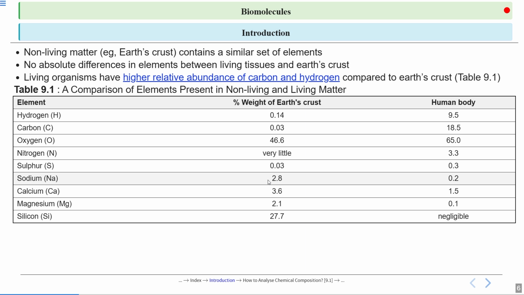Now sodium, it is 2.8 in earth crust. In human body it is 0.2. Calcium, it is 3.6. Human body is 1.5. Magnesium 2.4. In human body it is 0.1. And silicon, you can see the earth crust basically consists of silicon, 27.7%. But in human body, silicon is negligible. Okay. So you can see the elements are the same, but the percentage or the composition is different. Clear? So you should remember this table, the elements present in the non-living and the living matter.